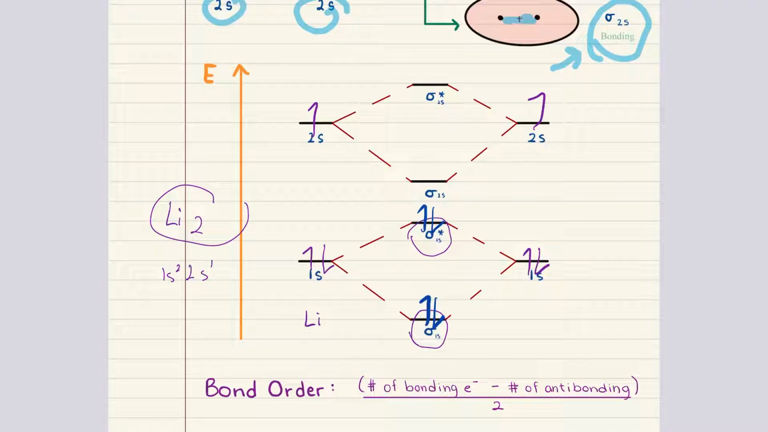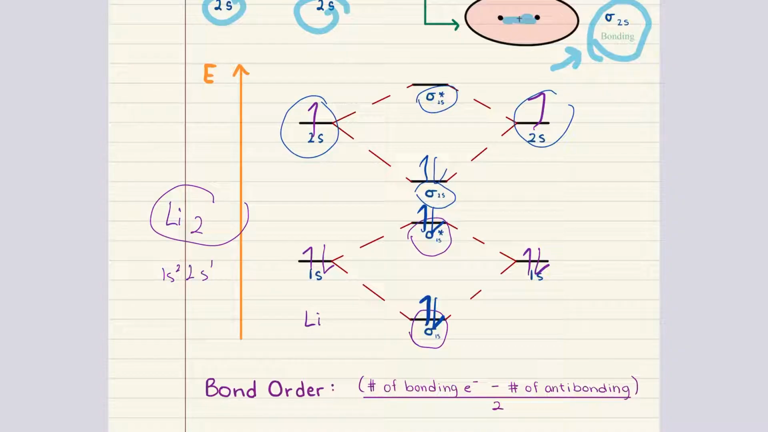Each lithium contributes just one 2s electron, and that gives us 2 valence electrons to distribute in the 2s molecular orbitals. These orbitals combine to form a bonding sigma 2s orbital that's lower in energy, and an anti-bonding sigma star 2s orbital that's higher in energy. Following the Aufbau principle, we fill the lowest energy molecular orbital first. So both of these valence electrons are going to go into the sigma 2s bonding orbital.